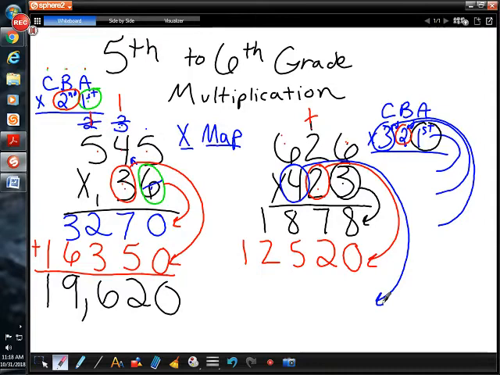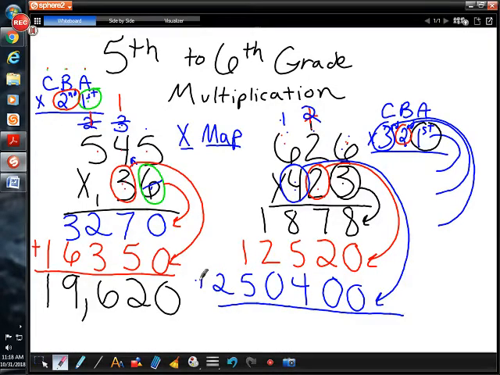A while ago in the tens place, we added a 0 for 10. Well, 100 has 2 zeros, so we have to put 2 zeros to make up for that 100 place. And we still come back to A and then B and then C. So 4 times 6 is 24. 4 times 2 is 8, plus 2 is 10. 4 times 6 is 24, plus the 1 is 25.